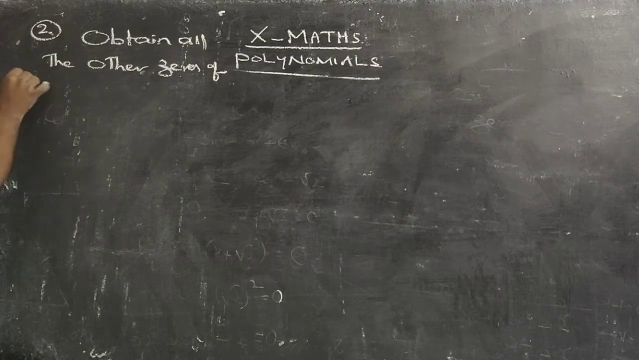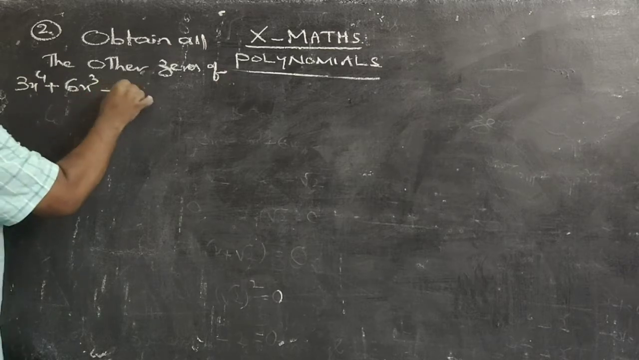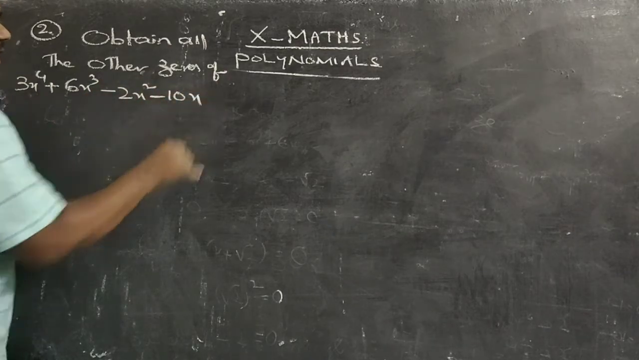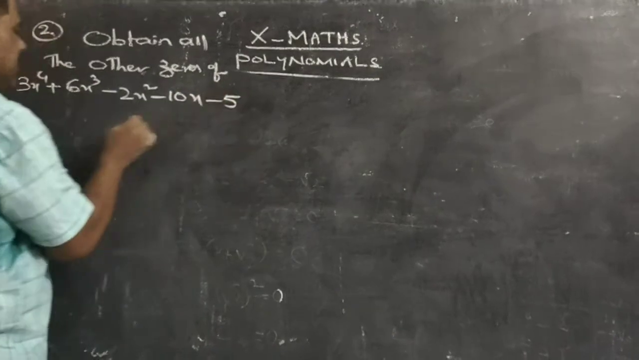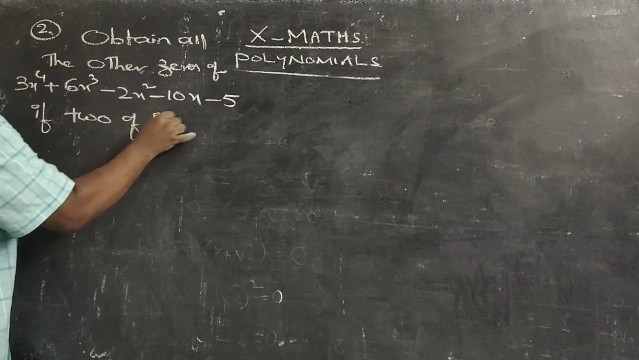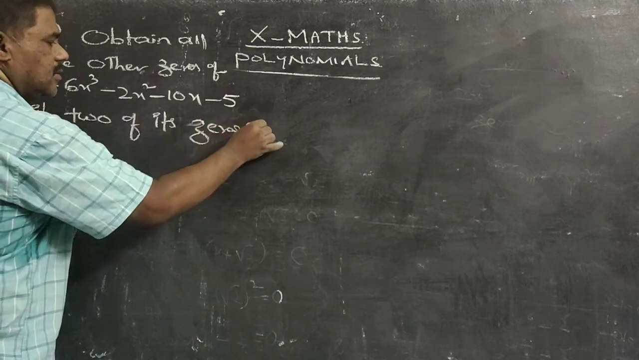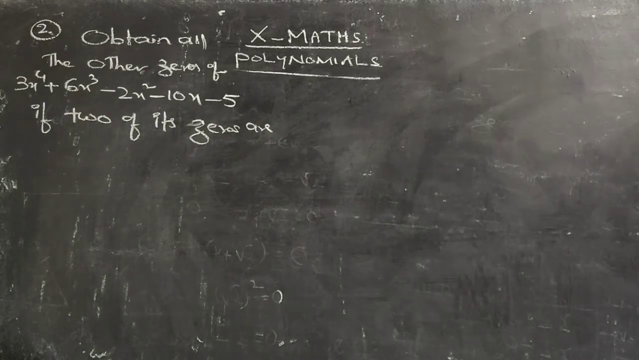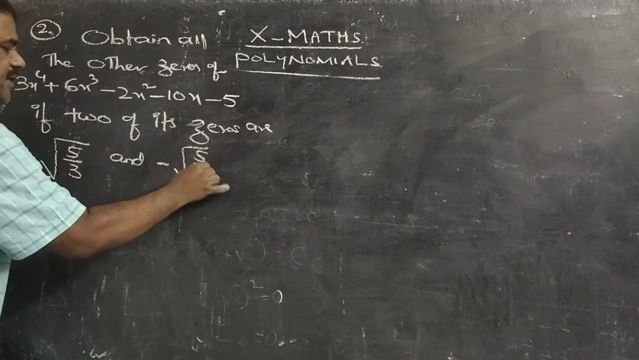3x to the power 4 plus 6x cube minus 2x square minus 10x minus 5, if two of its zeros are root 5 by 3 and minus root 5 by 3.